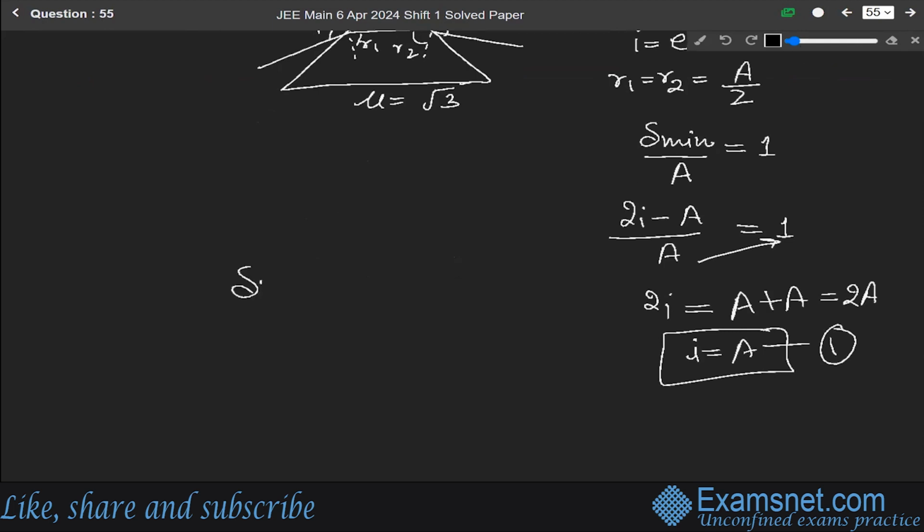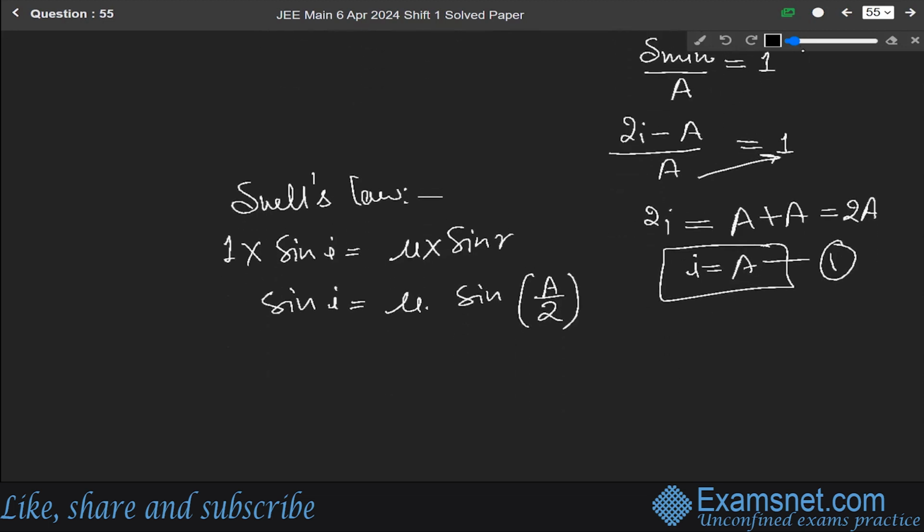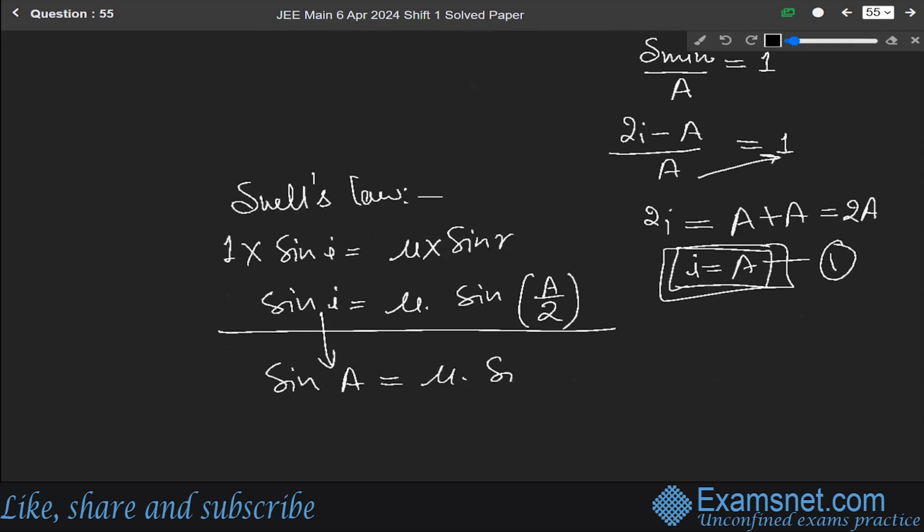Now, we know that from Snell's law, 1 into sine I will be equal to mu into sine R. Okay, as for this condition. So sine I will be equal to mu sine R, where R is A by 2 for this prism question. These are the basic formulas we all know from the theory part. So sine A will be equal to, since I equals A, that's why I have written sine A in place of sine I, mu sine A by 2, okay?